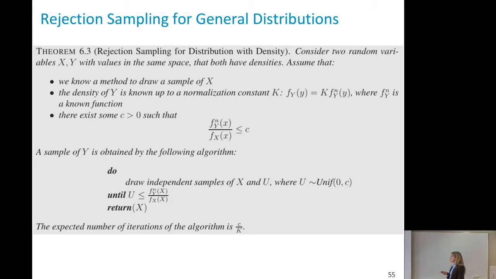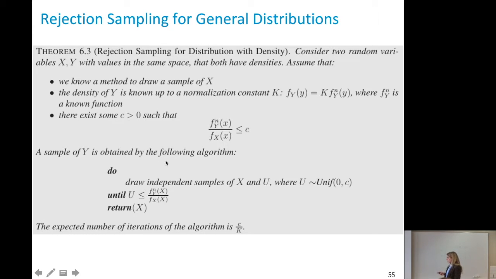Then we also know a method on how to draw a sample from another random variable x. For this random variable x, we also know the distribution, of course, fx, and we know that there exists a constant c such that this quantity here, fy tilde, the known part of the distribution of y, over the probability density function of x, fx, is less than or equal to c. So this quantity is bounded, and we know a bound c. And we will use this in order to obtain a sample from the random variable y. Okay?